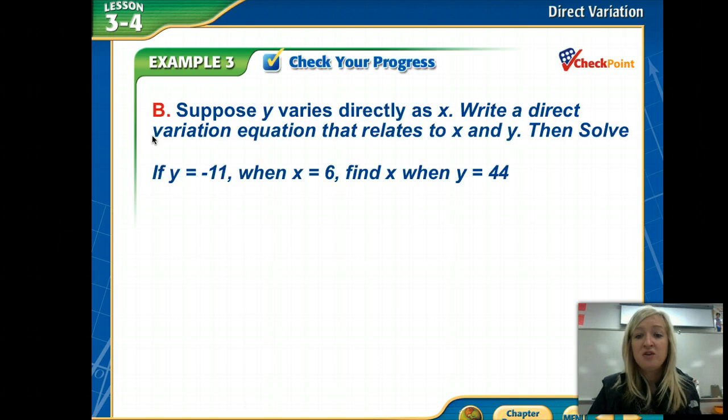All right, we're at a checkpoint. If you want to try this one yourself, go ahead and pause the video. I'll come back in a few seconds and answer it with you.